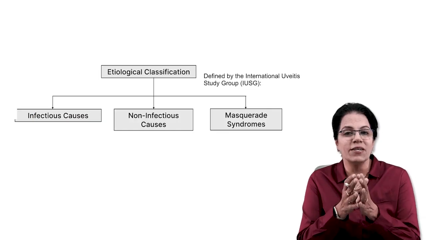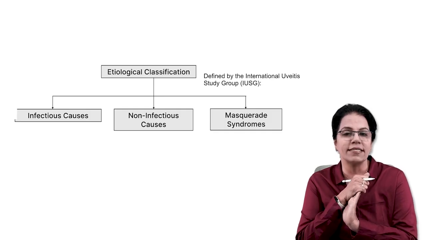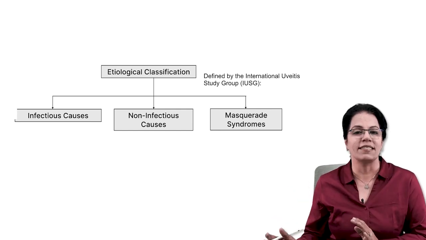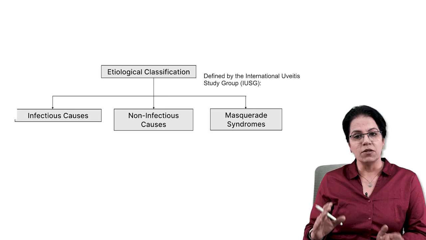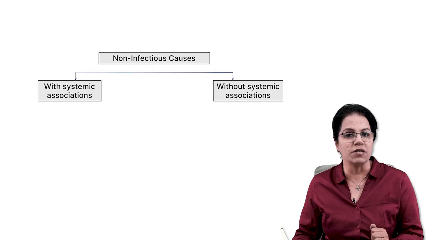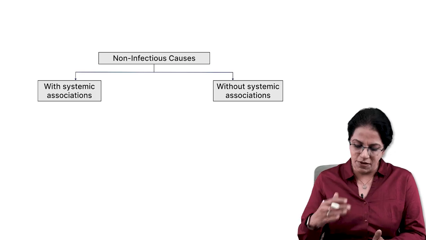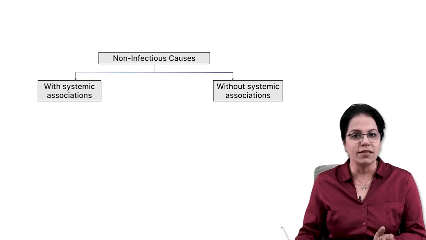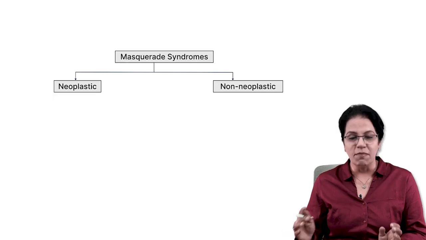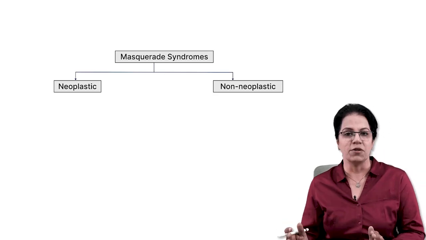Okay, talking about the etiological classification, it is the IUSG, that is International Uveitis Study Group, has divided it as infectious, non-infectious and masquerade. Now again, the non-infectious can be with systemic association or without systemic association. We will be talking further on these headings very soon. And then we talk about masquerade syndrome, which can be either neoplastic or non-neoplastic.